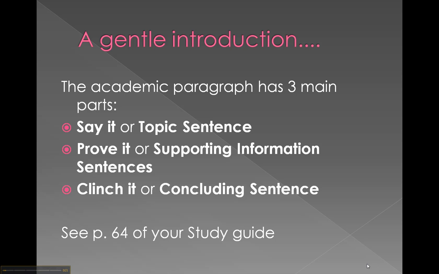So very basically, as you'll see if you're reading through the study guide, the academic paragraph has three main sections. So the first part of the paragraph we always must have is a say it sentence, or what we sometimes call a topic sentence. Then we must have prove it points, or what we can also call supporting information sentences. And then finally, we always have a clinch it, or what's sometimes called a concluding sentence.